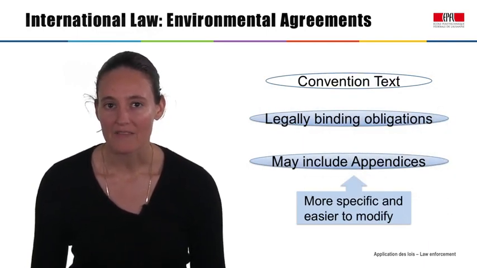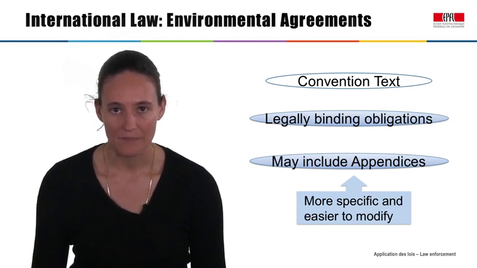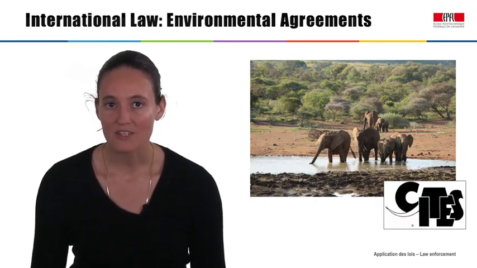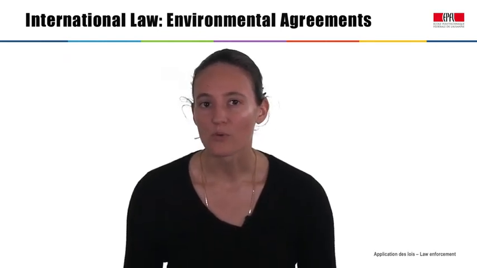Modern MEAs can have an extensive governance structure. At the core is the text of the convention, which contains legally binding obligations. Sometimes the convention text includes appendices or annexes that are more specific and easier to modify than the main text. For example, the Convention on the International Trade in Endangered Species has 3 appendices, listing threatened or vulnerable species to which varying levels of obligation apply. Every 2 or 3 years, the parties review the list of species in the appendices and decide whether to add or remove species. A convention may have 1 or more protocols.